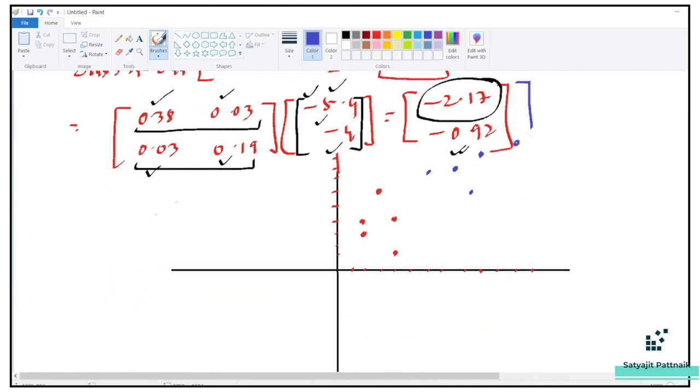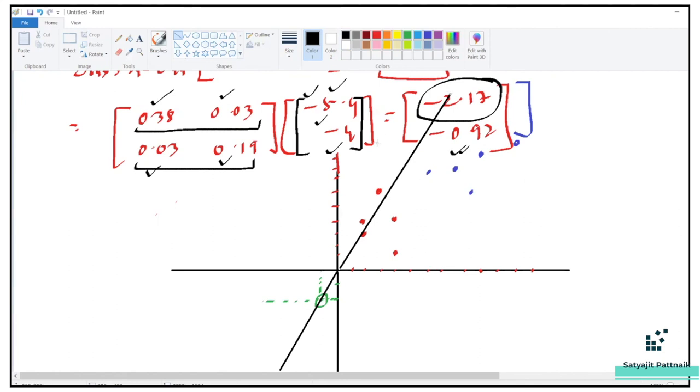Now the projection vector is this one. So let me draw this using a green line. -2.17 somewhere here, this particular line, and -0.92. So somewhere here. Okay, now if I draw a line from this point going through the center, this is how it will look like. And the other side. Okay, and this is how it will look like.